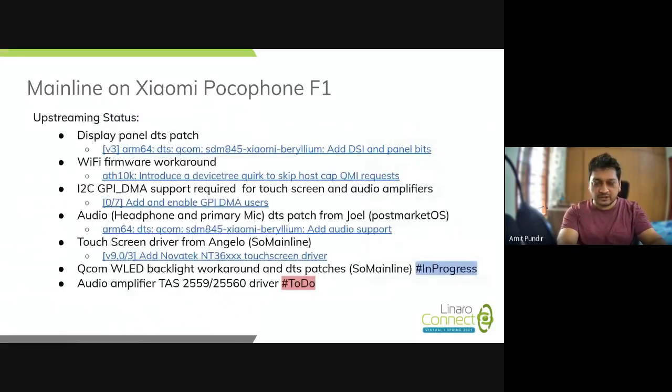There's decent progress on upstreaming Poco F1 features as well. Bluetooth just works straight out of the mainline. Display panel and lab IBB regulators are already upstreamed. Only DTS patches are remaining. Wi-Fi and backlight drivers need a small workaround to get them working. GPI DMA driver got upstreamed recently, but I2C and SPI user support is currently under review. We need this patch set for touchscreen and audio amplifiers to work.